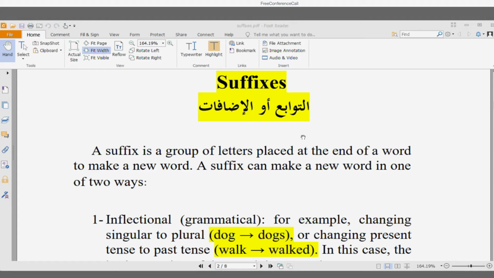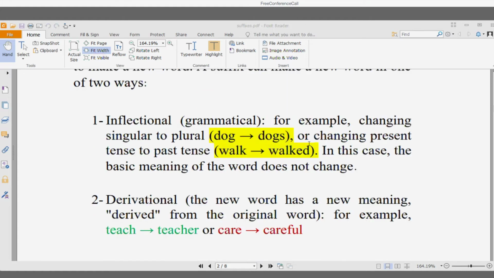الطريقة الأولى أو النوع الأول اللي احنا حكينا عنه، قلنا نوعين عندنا من الإضافات، هو inflectional أو grammatical suffixes. For example, changing singular to plural, dog, dogs, or changing present tense to past tense, walk and walked. So in this case, the basic meaning of the word doesn't change.